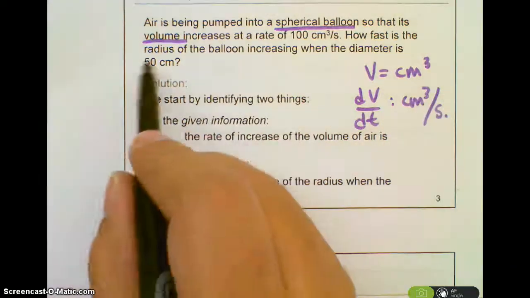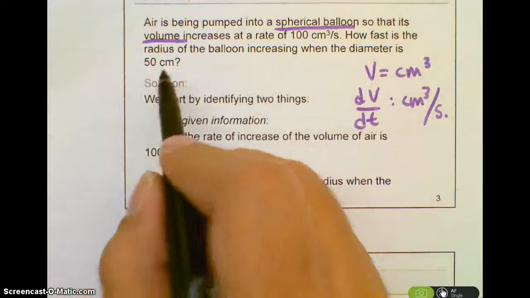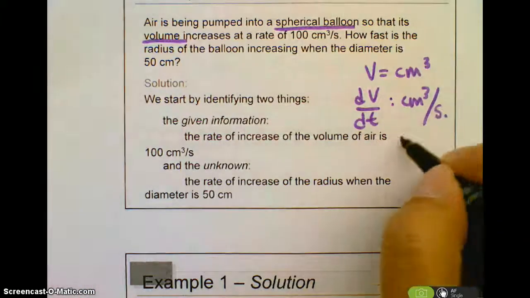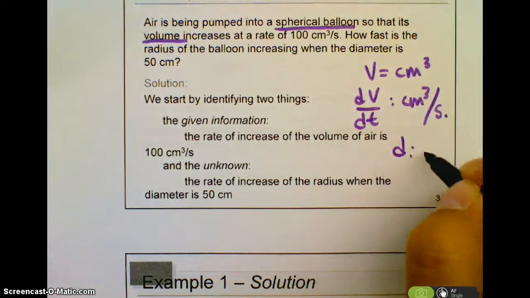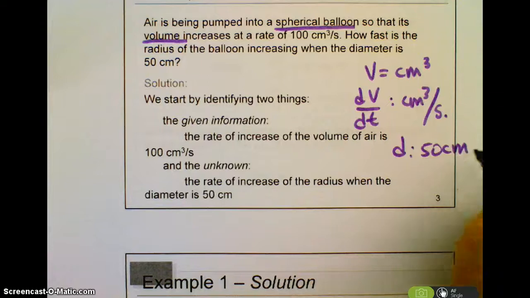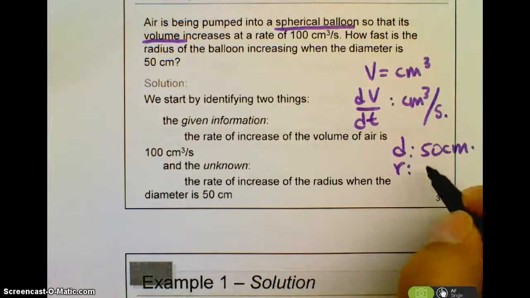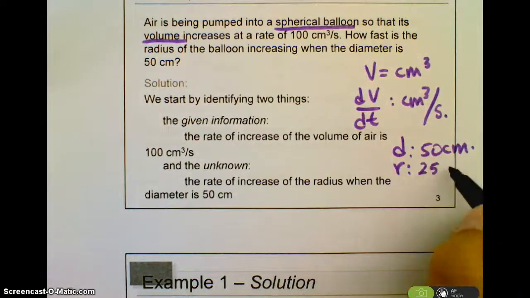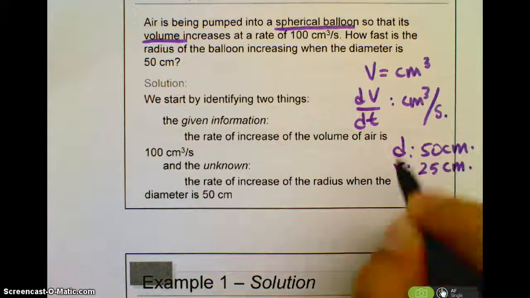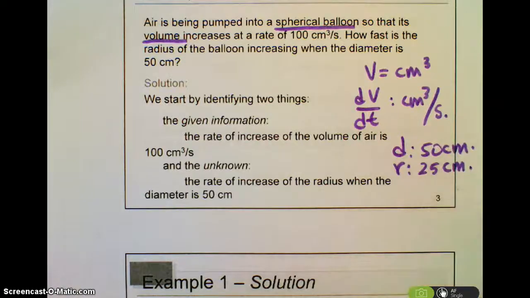It says how fast is the radius of the balloon increasing when the diameter is 50 centimeters. So the diameter is 50 centimeters. I know my formula for volume takes into consideration the radius, so let's find the radius right away. The diameter is double the radius, so the radius will be 25 centimeters. Whatever I find in the equation is going to have units of either centimeters or seconds.